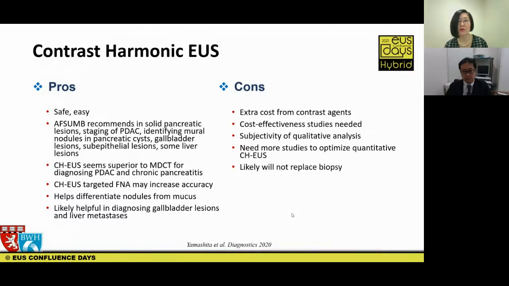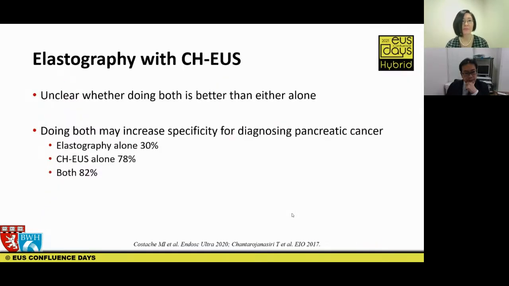Now, some of the downsides are that there certainly is extra cost from the contrast agents, but then you have to weigh that against whether you don't need to do another EUS because you got a diagnosis, so perhaps that works its way out. So we do need some cost effectiveness studies. There's certainly subjectivity from the qualitative analysis, and more studies are needed to optimize quantitative contrast harmonic EUS. And certainly at this point, it's not going to replace biopsy yet.